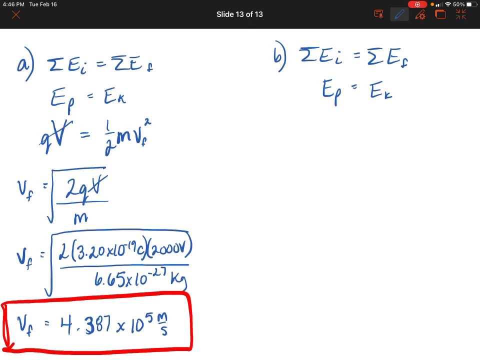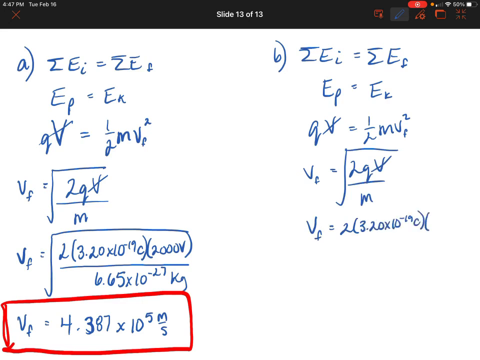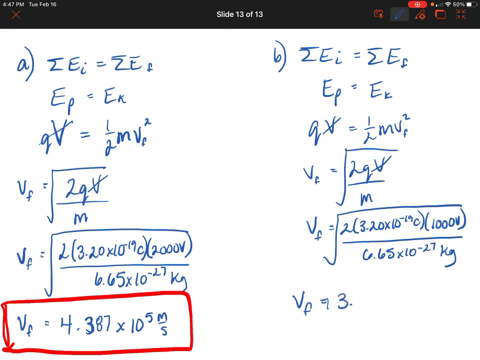Which does mean it's going to have half as much kinetic energy, but that does not mean it's going to have half as much velocity, because kinetic energy and velocity are not directly proportional. So this is still going to be QV equal to 1/2 mv squared. But now our voltage is going to be 1,000 instead of 2,000. Otherwise, this question looks very similar. And we get a final velocity here of 3.102 times 10 to the 5 meters per second.